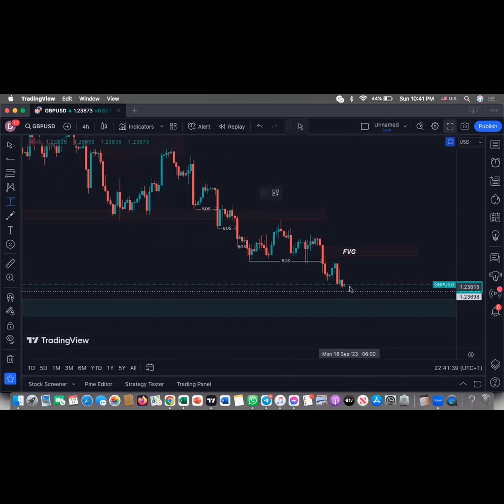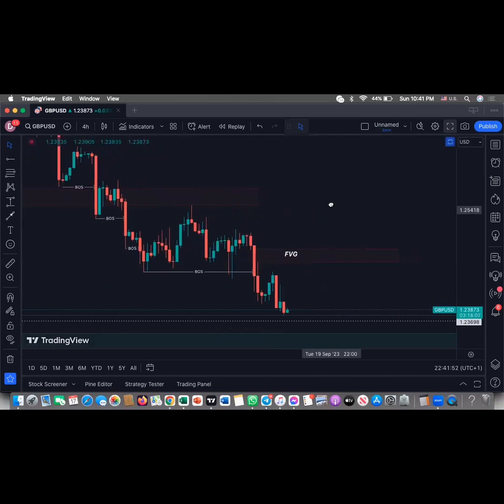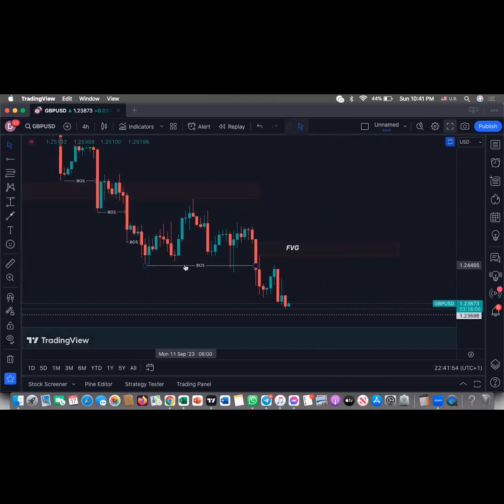So there's still about 50 pips plus to catch on this trade because we have not really gotten to this support level at 1.23 on the higher time frame. However, price has created a new low, breaking below the structural level at 1.244, and we have a fair value gap here.